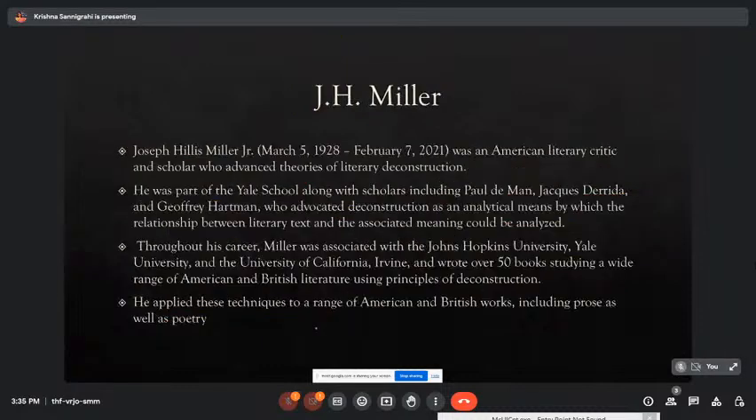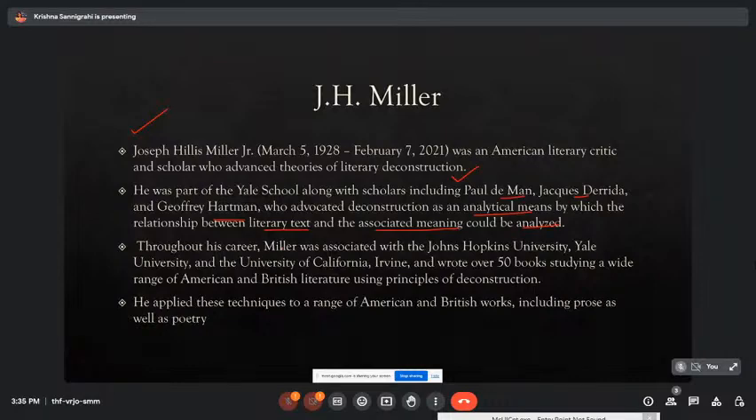political forces. Then there is J.H. Miller, who was an American literary critic and scholar who advanced theories of literary deconstruction, which was kind of propounded by Derrida along with Mann. So he was part of Yale School along with Paul Mann and Jacques Derrida and Geoffrey Hartman, who advocated deconstruction as an analytical means by which the relationship between literary text and the associated meaning could be analyzed.